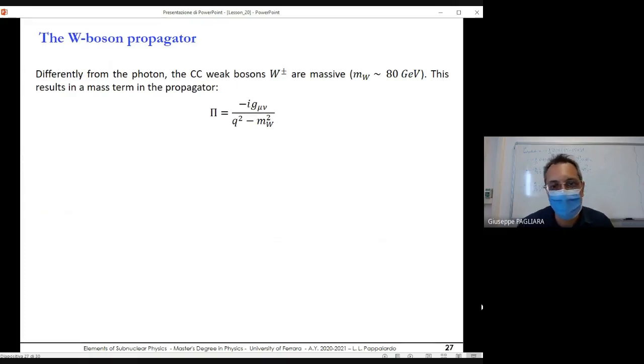Let me say a few words about the propagator now. Differently from the photon, the charged current weak bosons, the Ws, are massive, actually very massive, of the order of 80 GeV. And so when you consider the propagator, you have to include also a mass term in the denominator.